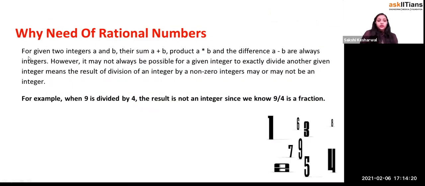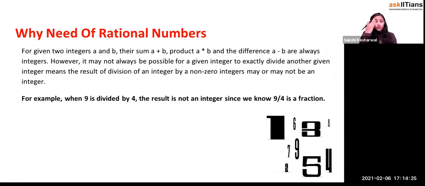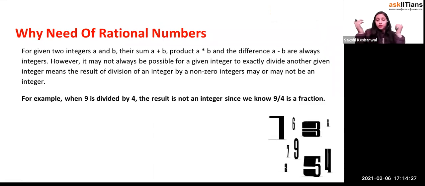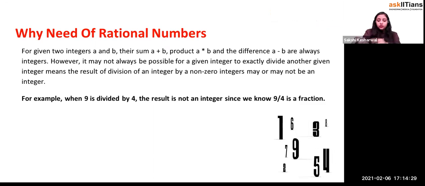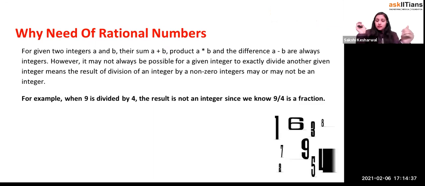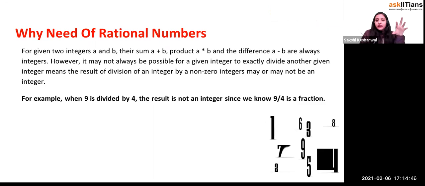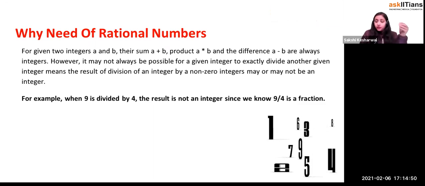Just see over here, why do we need a rational number? Till now, we have seen that a fraction is a number which is written as a numerator over a denominator. And we have seen that if you add two integers, the answer is again an integer. If you subtract two integers, the answer is again an integer. If you multiply two integers, the answer is again an integer. But if you divide two integers, the answer is not necessarily an integer, right?